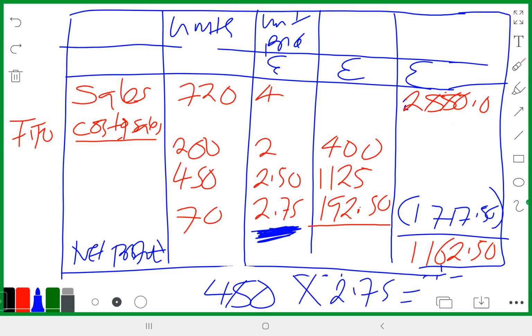2.75. So what's the closing inventory? 480 times 2.75 is 1,320 pounds. This is very easy. So we just had to find the value of the closing inventory, basically. Yes, the closing inventory, and then you charge it at the standard price.